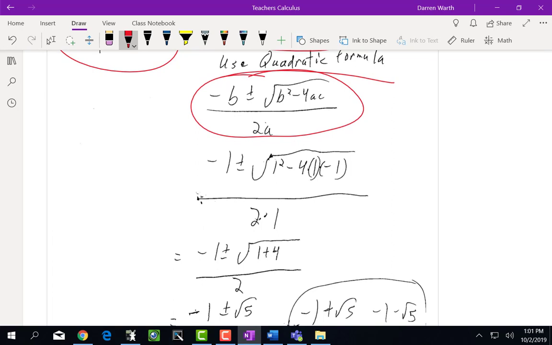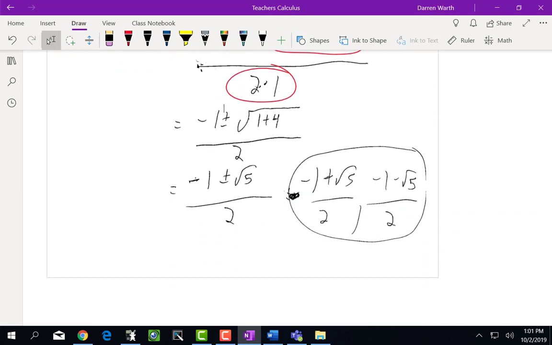So when I substitute in those numbers, in place of b, I get my negative 1. And now I've got 1 squared minus 4 times 1, which is a, times negative 1, which is c. And that's all over 2 times a, and a is 1. So simplifying that down, 1 squared is 1 plus 4. So 1 plus 4 is going to give me my 5. 2 times 1 is 2, so I've got negative 1 plus or minus the square root of 5 all over 2.